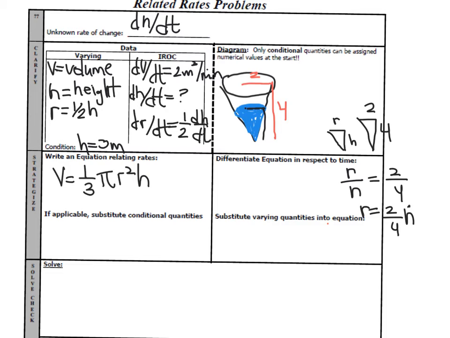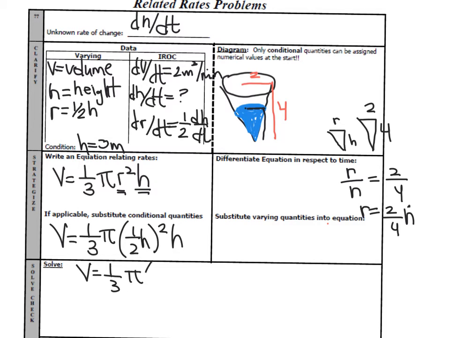Okay, this helps a lot now when I go to the original equation. Originally I have two unknowns, but now I can replace radius with the relationship that it has with height. So radius is actually 1/2 height, squared, times height. If I simplify that, we get volume equals 1/3 pi, and then 1/2 height squared, which is 1/4 height squared, times h, and so we end up with 1/12 pi h cubed. There we go.